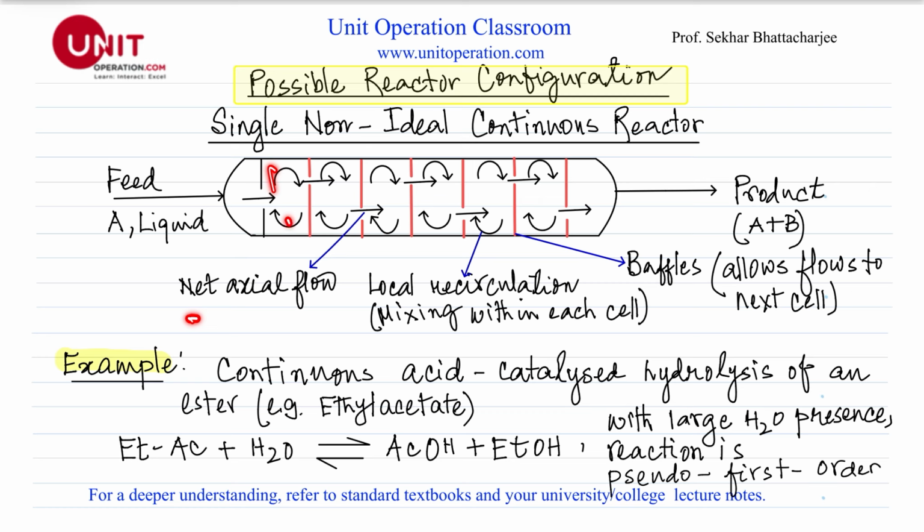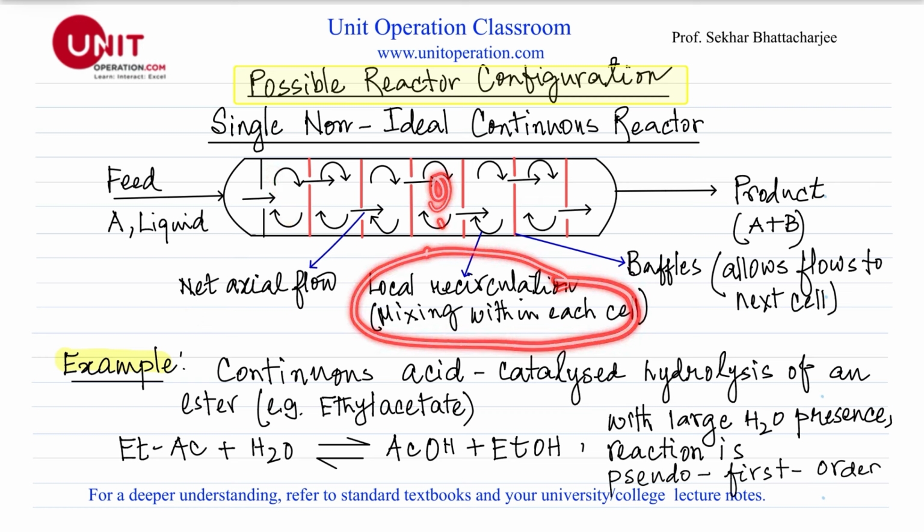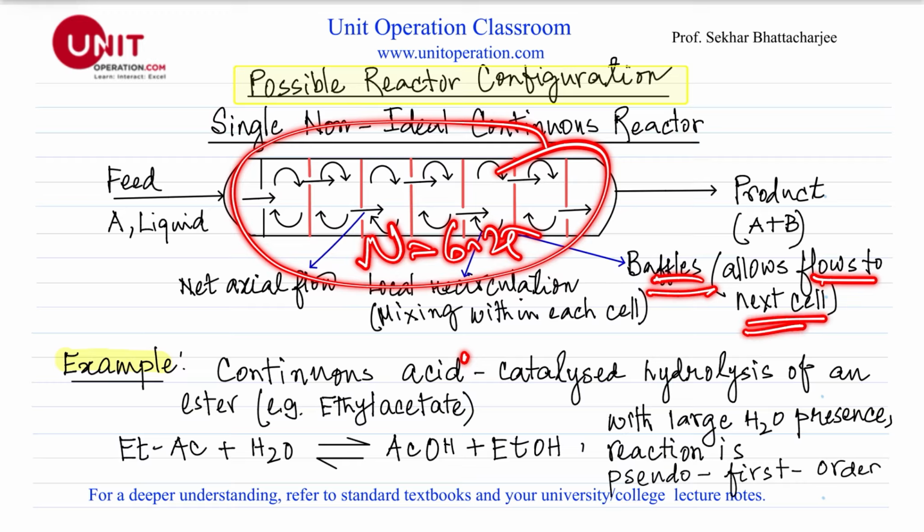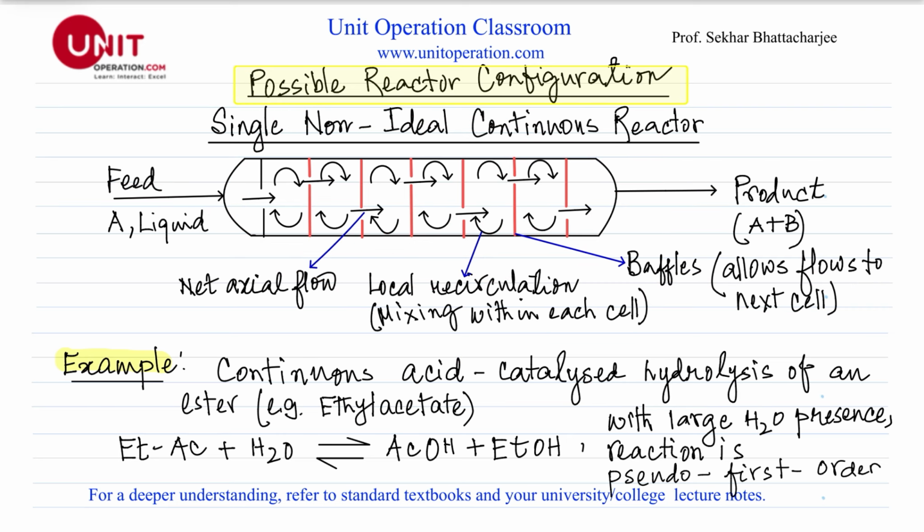In each one, there's a local recirculation and mixing within each cell, and there's a continuous flow of the fluid like this. This could be n equal to 6.25 cells here. These are like baffles that allow flow to the next cell, and here the reactant comes in, and here the product goes out. This would be a typical schematic representation of a hypothetical reactor configuration.